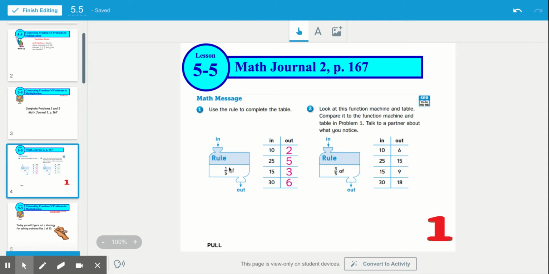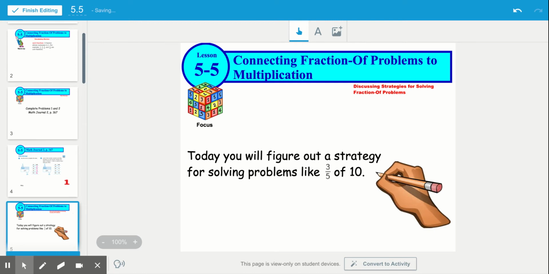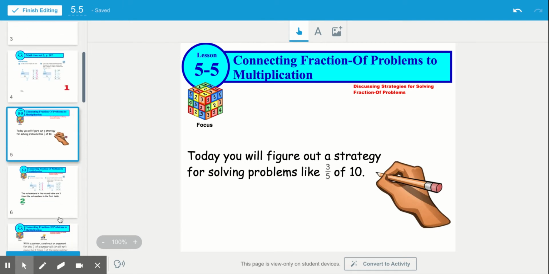We can see that we take 1 times 5 is 5. 3 times 5 is 15. 1 is 3, so 3 times 3 is 9. What we're actually doing here is saying, all right, this is one group. One group of 30 equals 6. So if I have 3 groups out of the 5, I'm going to have 18 total. Today we're going to figure out a strategy for solving problems like 3/5 of 10.